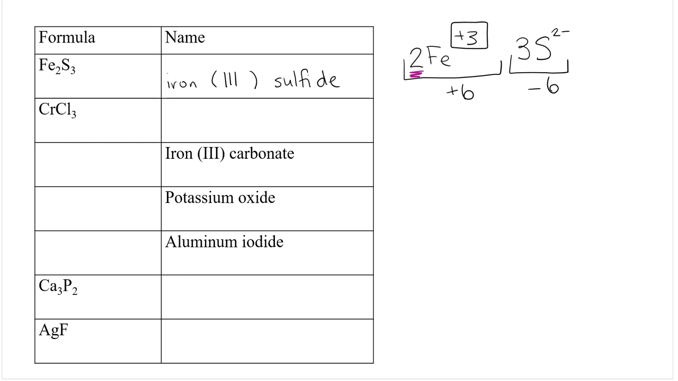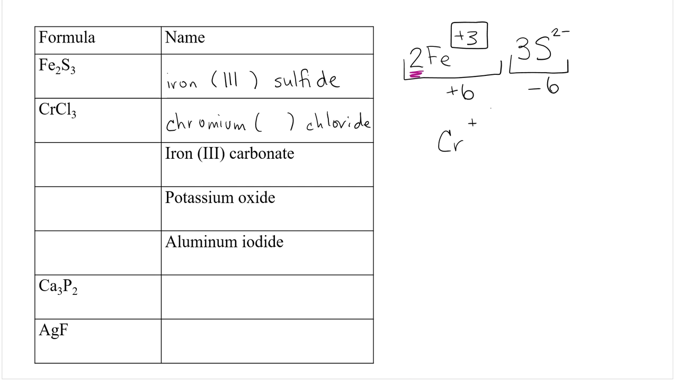So now the next question is, okay, where's chromium? Chromium is here. That means that chromium is a transition metal. Since chromium is a transition metal, you have to give me its charge in Roman numerals. So this is chromium something chloride. Because chlorine, when it gains an electron to look like a noble gas, changes its ending to IDE. So this is chromium something chloride.